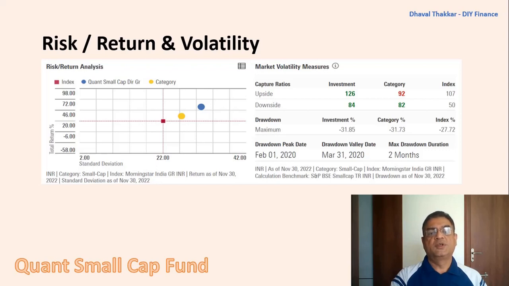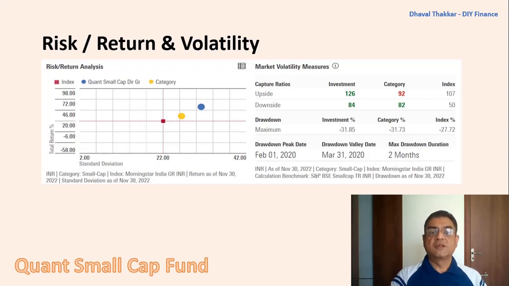The downside capture ratio is the measure of how the fund performed relative to the index during the period when the index has dropped. Here, the value is 84, which indicates that the fund declined 84% as compared to the index during the fall period. Here, lower the value is better. Here, the upside capture ratio is quite good, whereas downside capture ratio is okay.